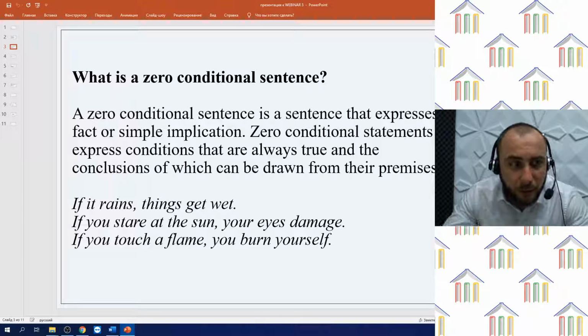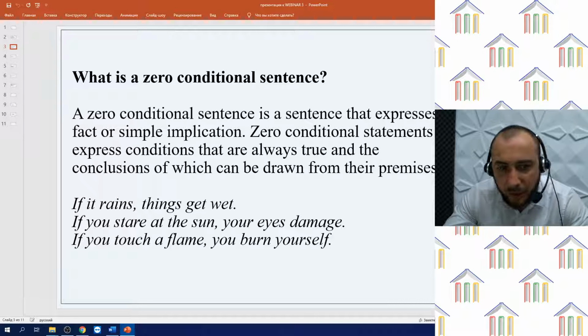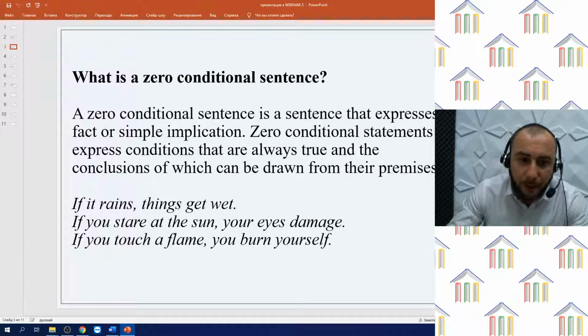So, what is a zero conditional sentence? A zero conditional sentence is a sentence that expresses a fact or simple implication. Zero conditional statements express conditions that are always true and the conclusions of which can be drawn from their premises. If it rains, things get wet. If you stare at the sun, your eyes damage. If you touch a flame, you burn yourself.